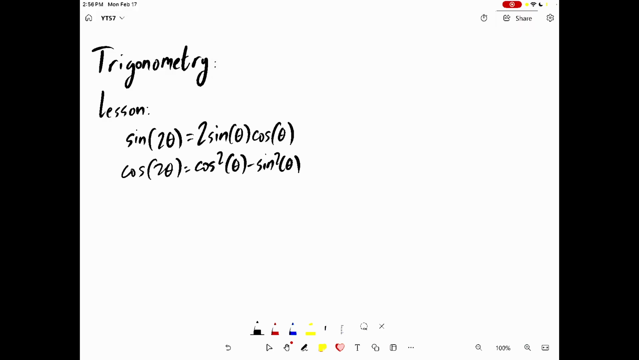Today's lesson is about the double angle identities of sine 2 theta and cosine 2 theta. Now, these are actually very well known. You're going to see this throughout a lot of trigonometry and above. And these are pretty much stepping stones that pretty much everyone needs to know.